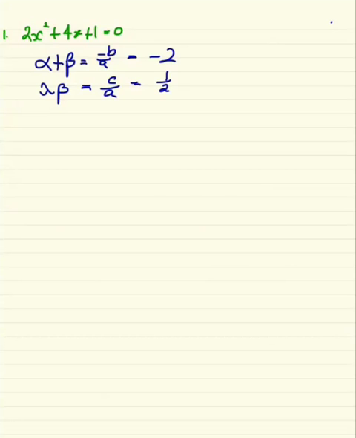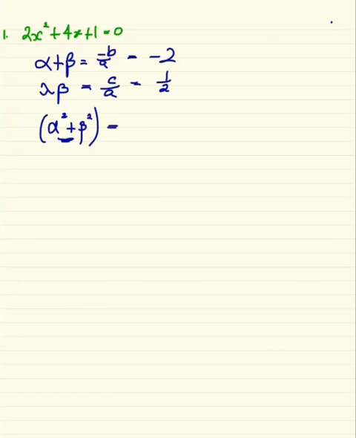Now, the other questions you'd be asked then is finding things like alpha squared plus beta squared. I didn't really need those brackets. Okay, now what we're trying to do here is find this stuff in terms of the first alpha and beta, alpha plus beta and alpha times beta, the sum and the product.